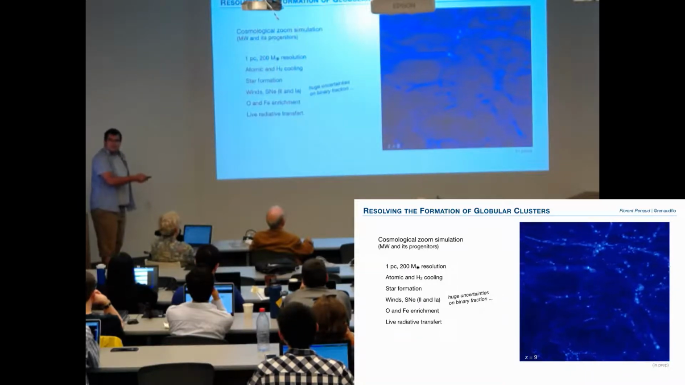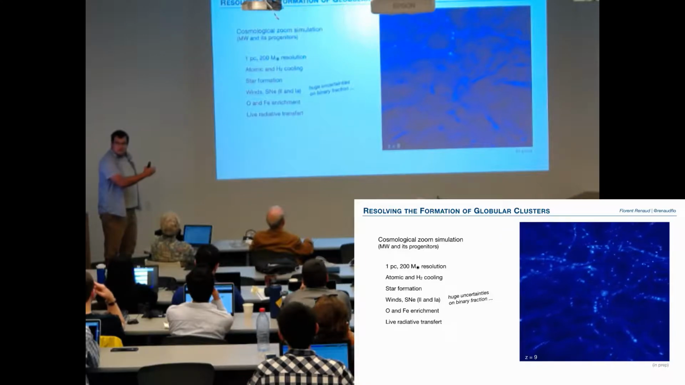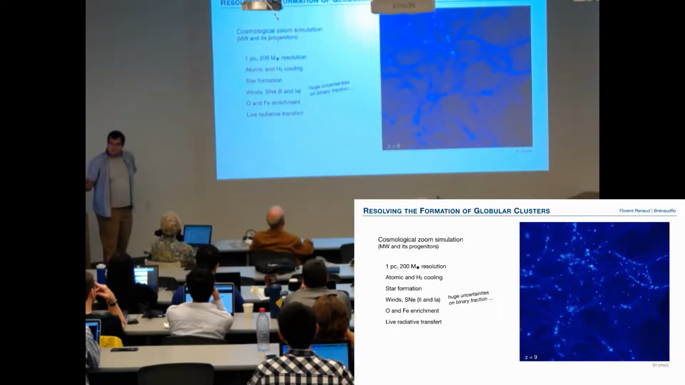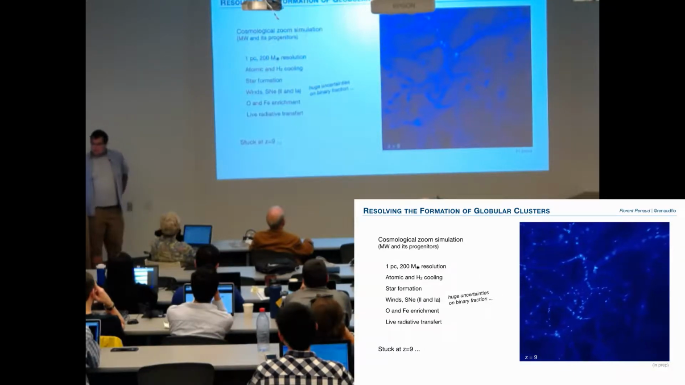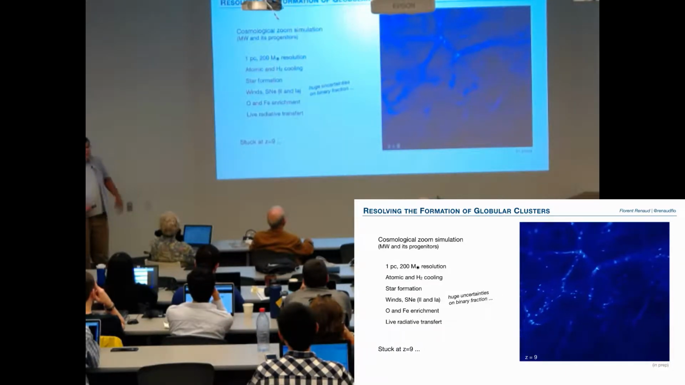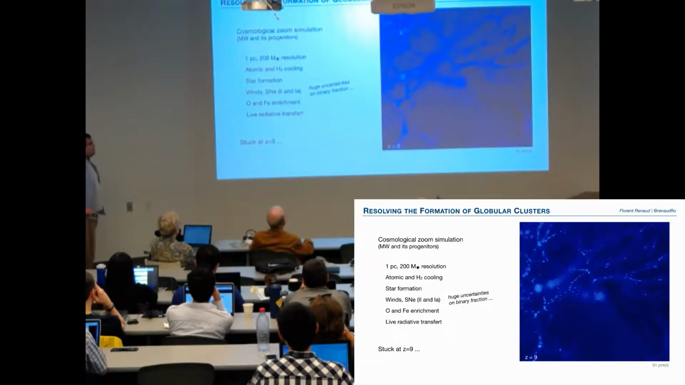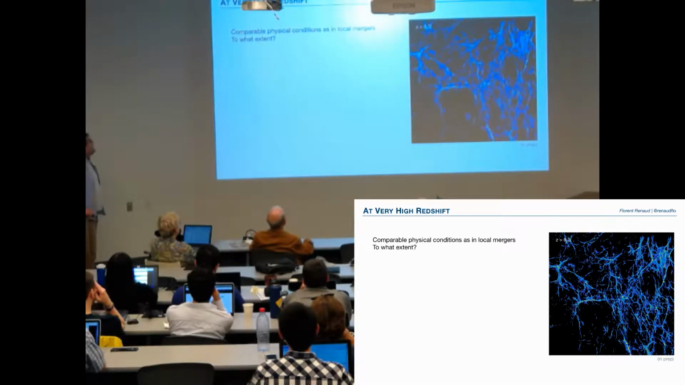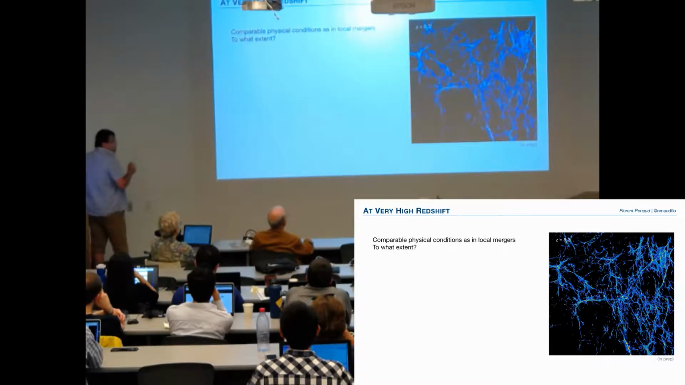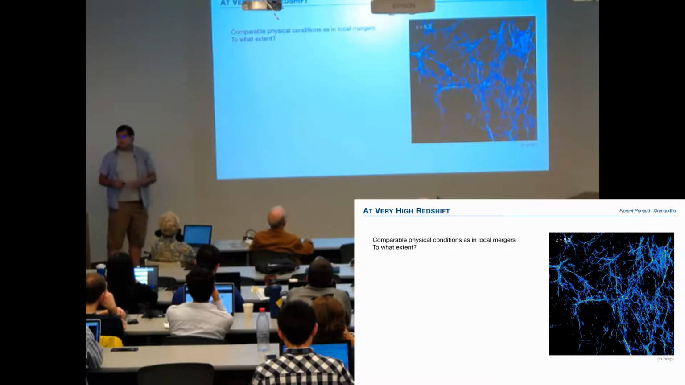The idea was to go until basically the bulk of globular cluster formation, redshift 5 or 6. And one year later, we're stuck at redshift 9 because of this live radiative transfer, but we can still say things on the formation of the first globular clusters. So this is what we have. And the question we can ask is, do we have comparable physical conditions as in local mergers? And if yes, to what extent?